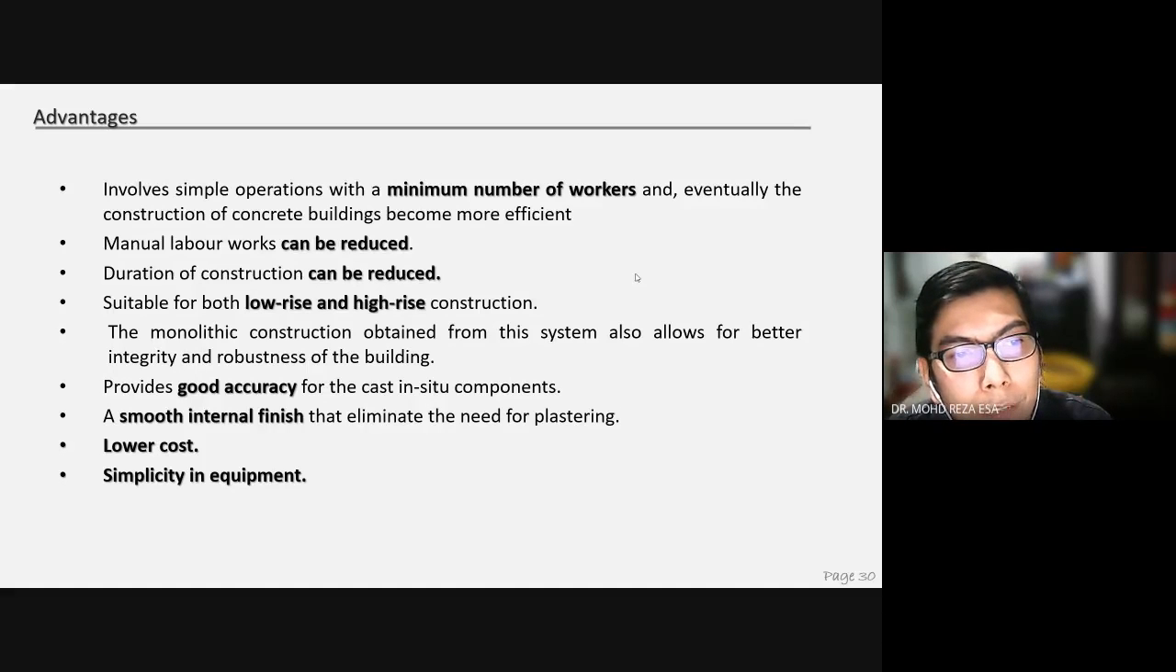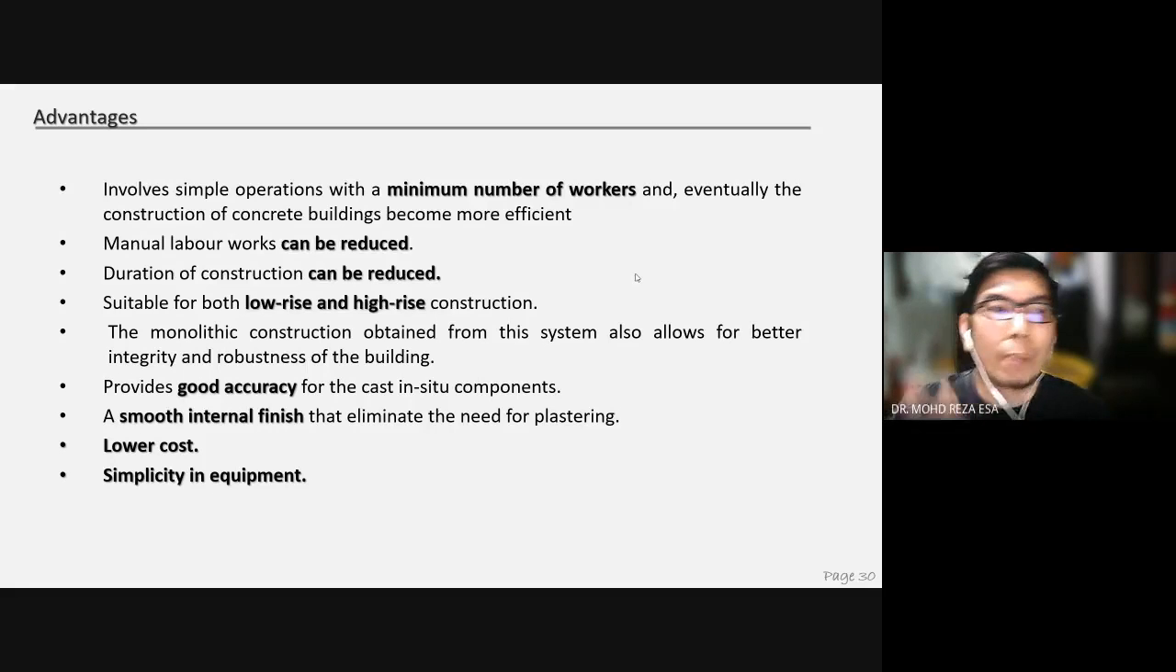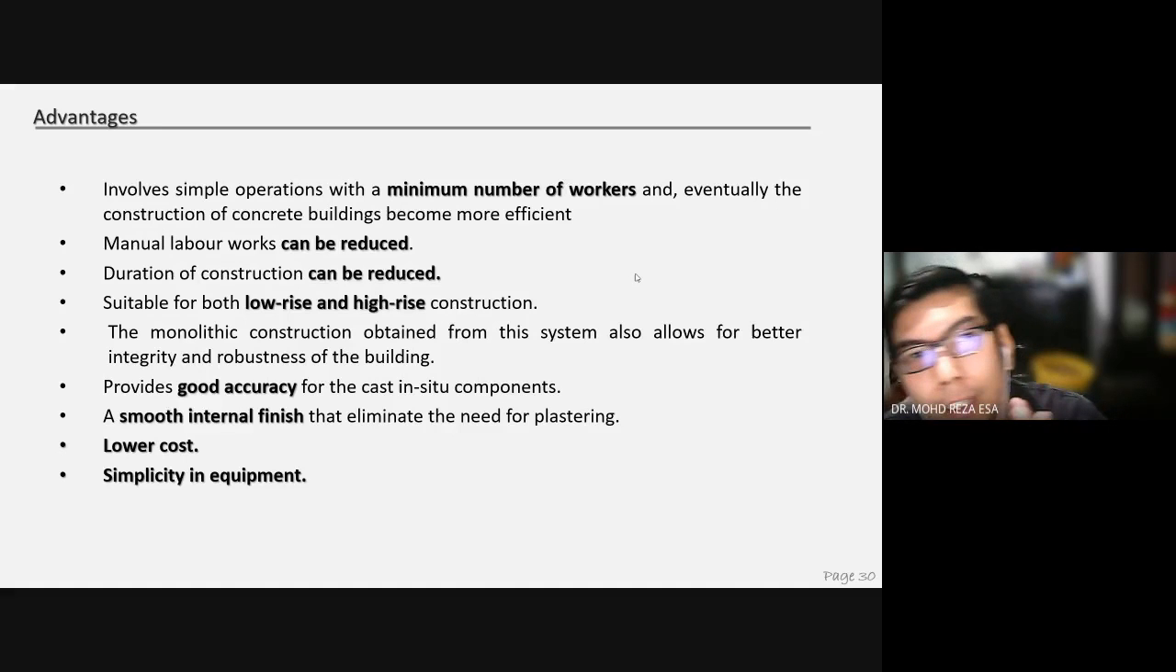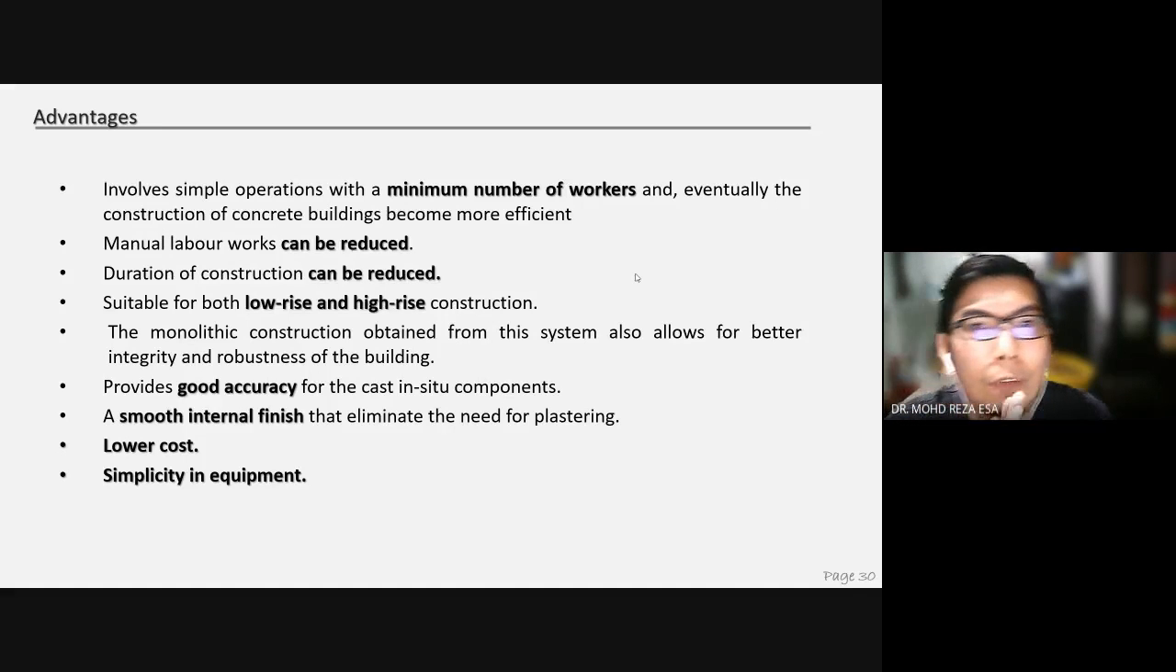A smooth internal finish that eliminates the need for plastering. So ini in terms of quality. Your end product will be high in quality, sebab bila you gunakan reusable formwork, dia punya surface tu lebih smooth, compared to timber formwork.